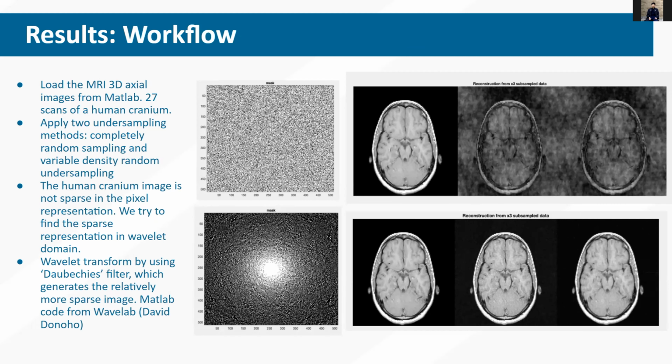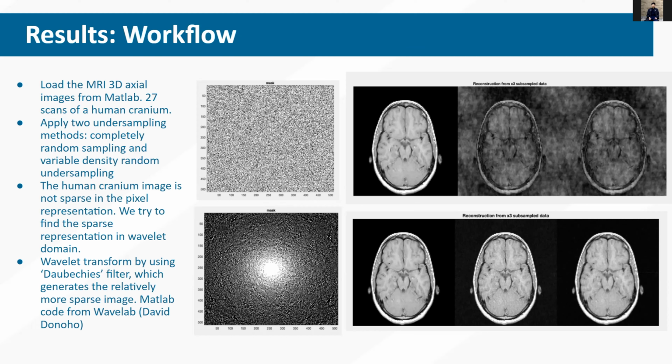Firstly, we want to test our idea of different undersampling masks. So firstly, we apply 2 different methods. The images on the top are the complete random samplings, and the first image on the top is the mask of the complete random sampling. And they are all threefold undersamplings. The first image on the right is the fully sampled image, the middle one is the linear reconstructed image, and the last image is the compressed sensing with 50 iterations.